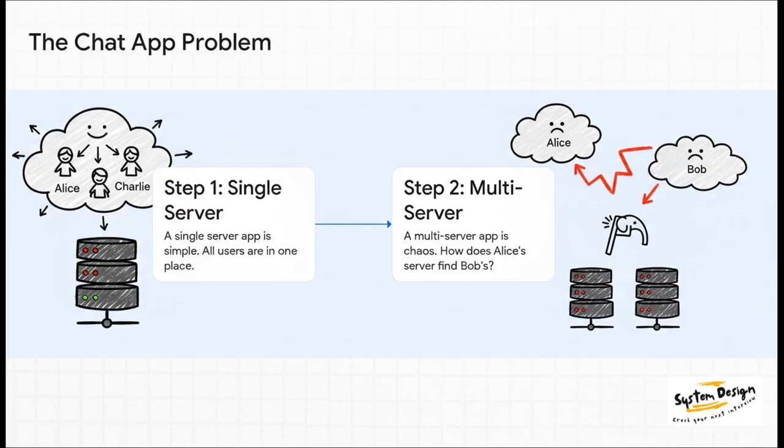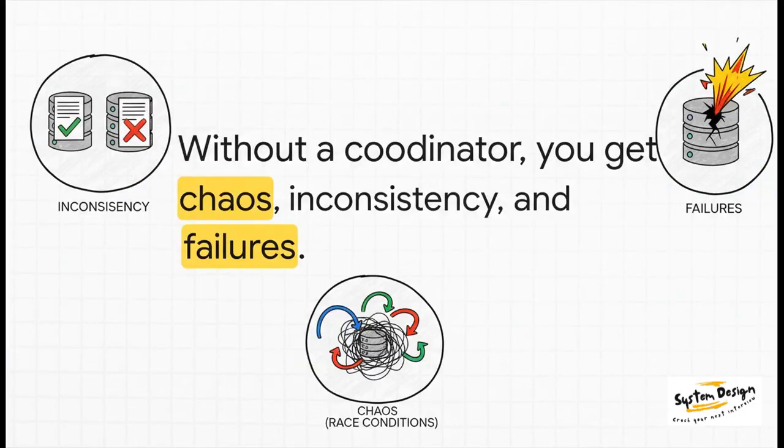Suddenly, it's total chaos. And we're not just talking about a few lost messages here. This kind of chaos leads to really nasty problems, like data inconsistency, where one server thinks one thing and another server has completely different information. You get race conditions, and eventually, you get catastrophic system failures. This is the exact pain point that engineers have been wrestling with for decades.